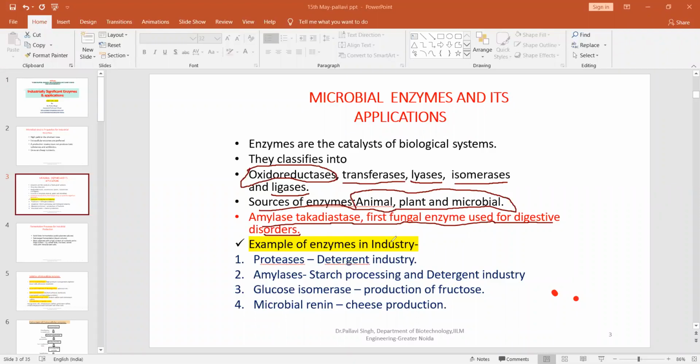Now, examples of enzymes in industry, I will discuss detailed applications in my further slides. But here I have just given you an example of four types of enzymes. Proteases are the enzymes which can break down the protein. Since the food that we consume has a lot of starch and complex molecules of proteins, we need to incorporate such enzymes which have the tendency to break down the protein and to break down the starch and remove the stains from our clothes.